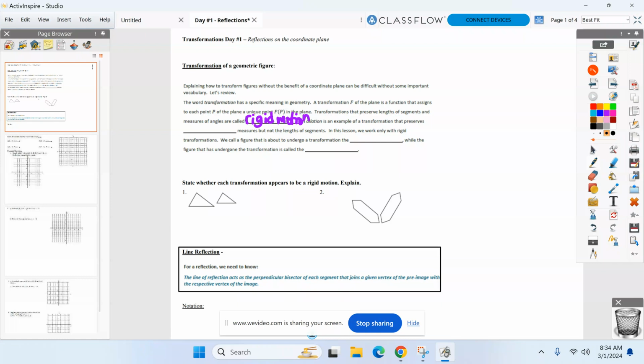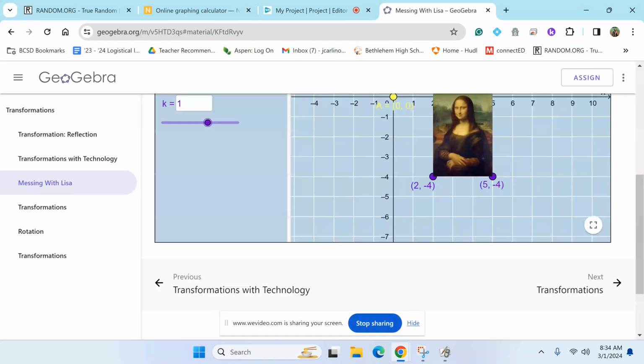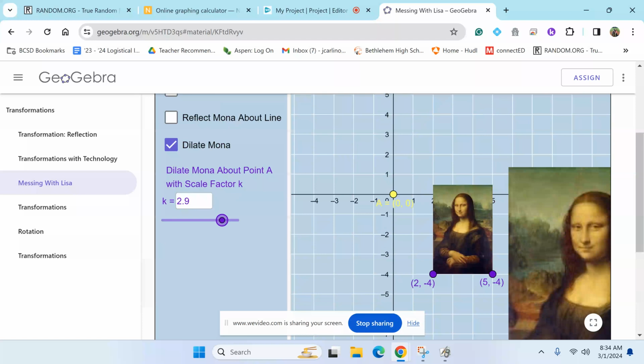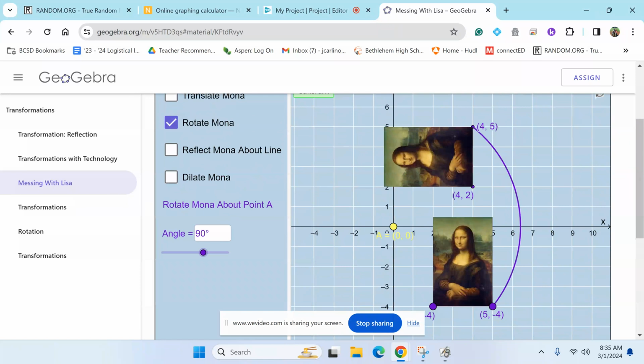Let me go back to my portrait here. Watch what I'm about to do to it. What I just did is not a rigid motion. Why not? Size changed. Did I just do a rigid motion there? Yeah. I don't care what I did. Size didn't change. What about this one? I turned her. Rigid motion? Yes. So rigid motion, size and shape don't change.